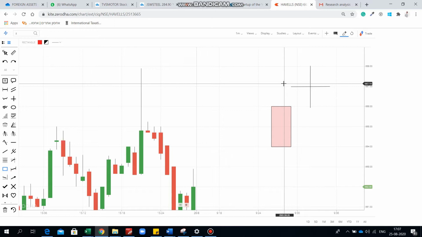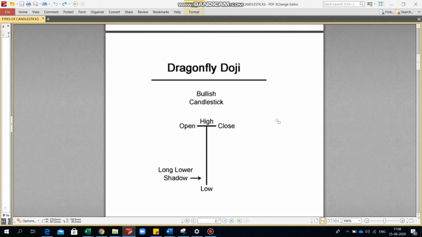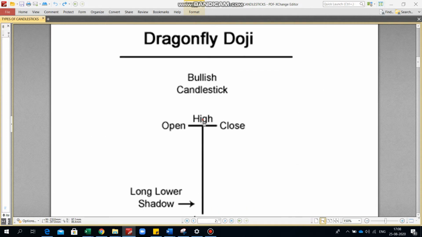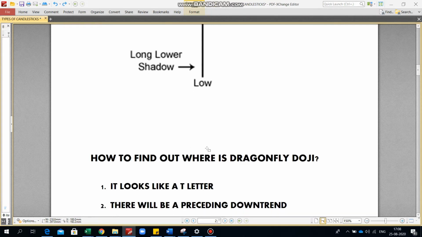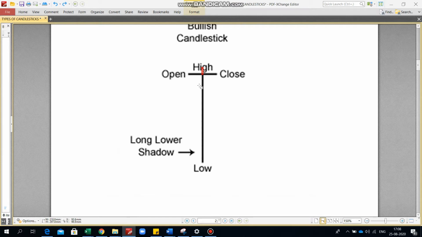Now we are going to talk about the types of Doji candlesticks. The first candlestick is a Dragonfly Doji. So Dragonfly Doji is basically a bullish candlestick. It is just like a T letter. There can be a small wick over here, there can be a small wick, but it is not necessary that it will look exactly like a T letter only. There will be a wick at the upper side, but there will be a long wick towards the downside.